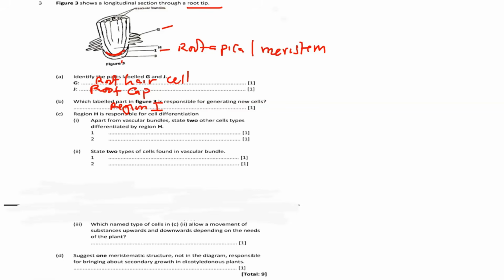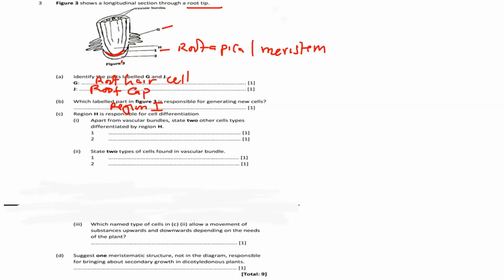And when they are produced, they move upward as they start specializing, going up. You know the process of the cell. It starts from division, then of course they attain vacuolation, then specialization. So in H, that is where vacuolation takes place, in case you are asked. Then region H is responsible for cell differentiation. Okay, cell differentiation, and that is vacuolation.